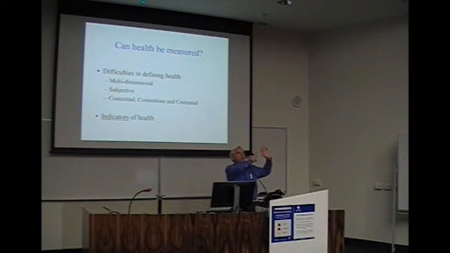Now, so far I've dealt with the cost side, the comparison of costs and health outcomes. Let's talk a bit more about health outcomes. Can health be measured? Well, we all know that there are great difficulties in pinning down what we actually mean by health. It's multidimensional, it's subjective, it occurs in a context, it's argued over in various ways. So at best we're going to get an indicator of health, something that is a rough approximation there too.